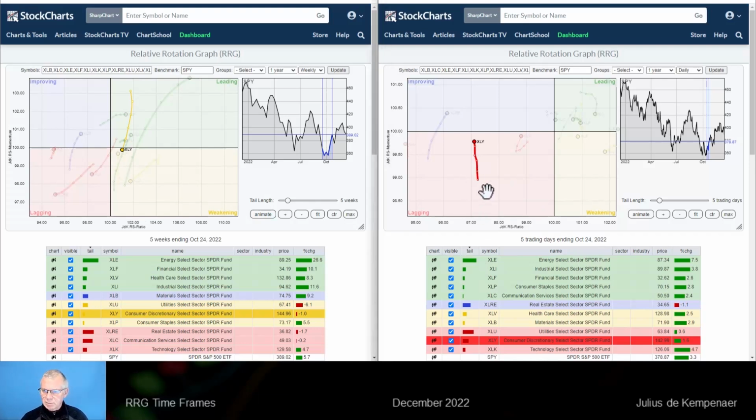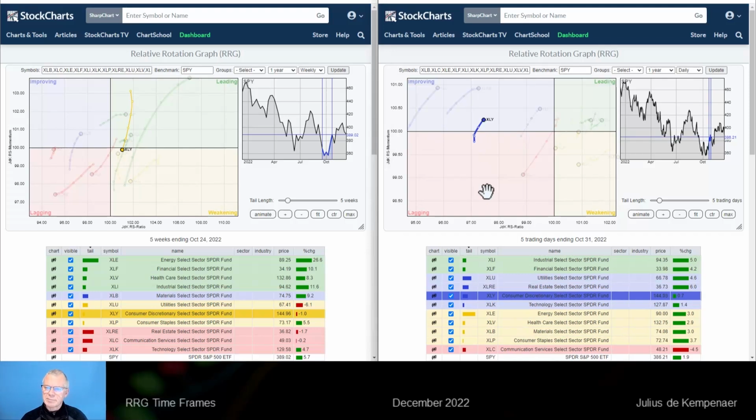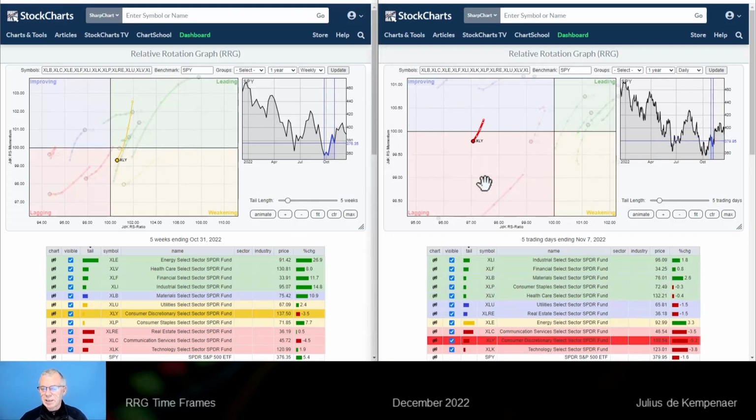We go further, 1, 2, 3, 4, 5. And now we go on the weekly, 1. So we're now at the end of October. So that rotation here, you saw that rotation moving all the way here. It's not even visible on that weekly tail. 1, 2, 3, 4, 5. Now we're getting back down. And here, we're now moving further down.